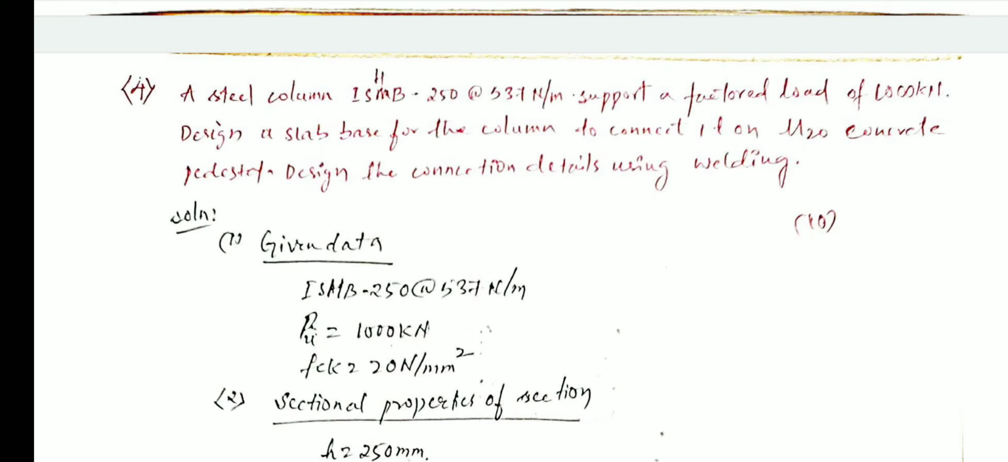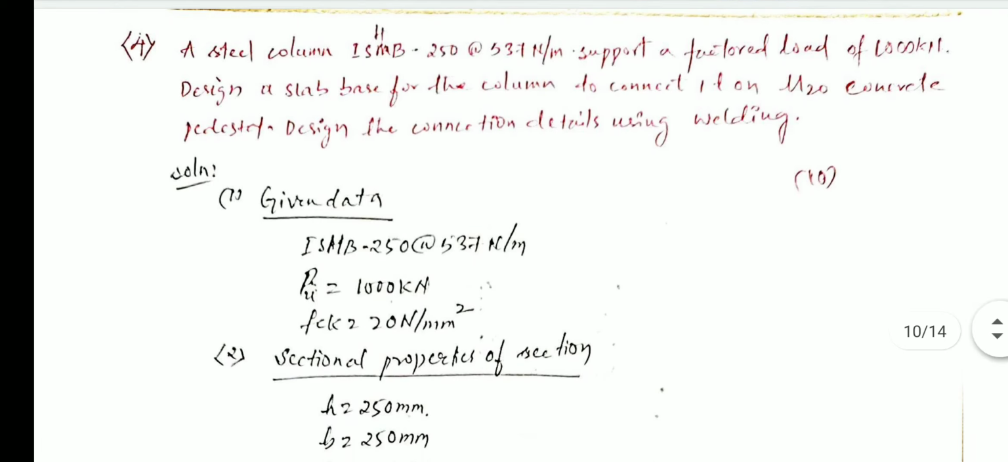The steel column ISHB 250 at the rate of 537 Newton per meter supports a factored load of 1000 kN. Design a slab base for the column to connect it to an M20 concrete pedestal. Design the connection details using welding. So here it indicates that the connection should be welded.